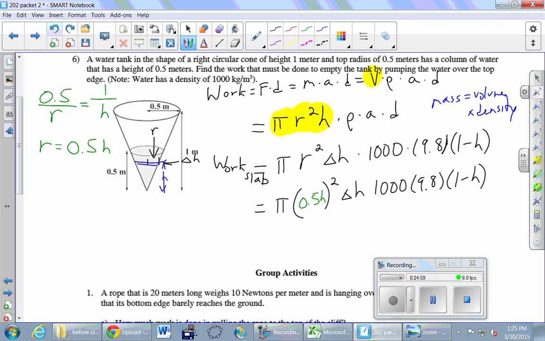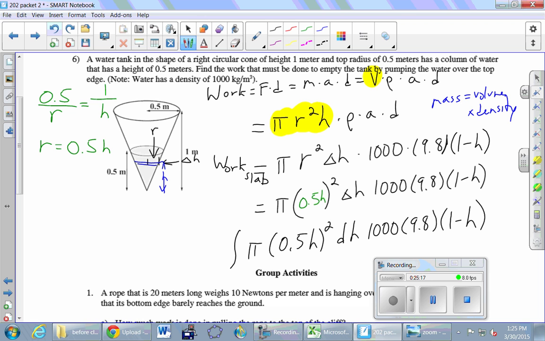We add up the work for each of these slabs. It becomes an integral. We'll write the integral and we'll call it done. Integral of pi (0.5h) squared, delta h becomes dh, times 1009.8 times (1 minus h). Just think about the water particles as a function of h. So how much is h at the bottom? 0, and at the top, 0.5.